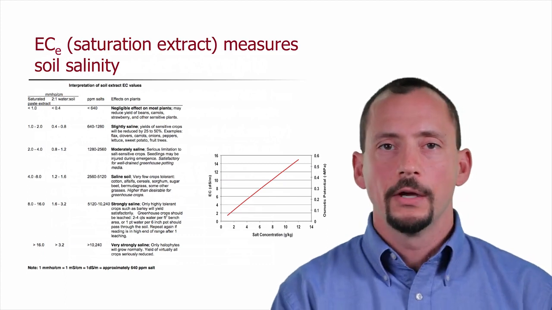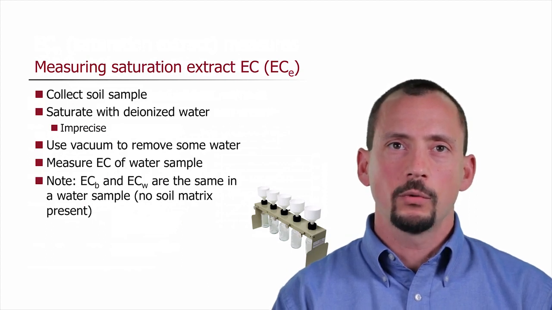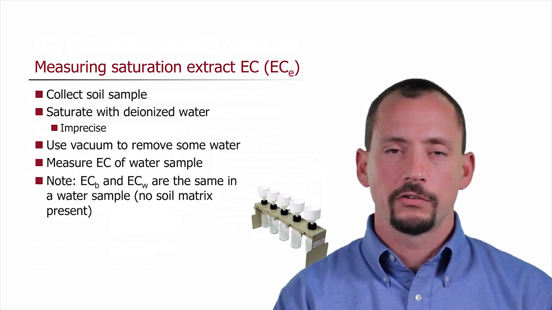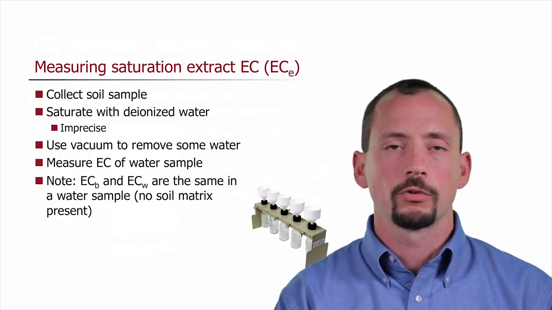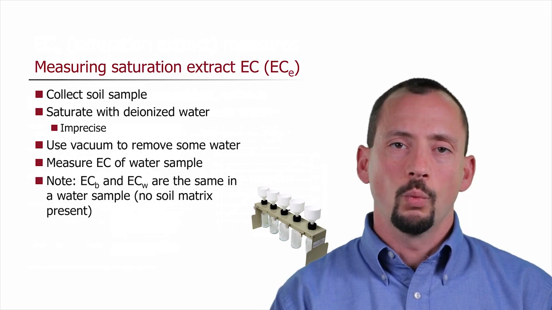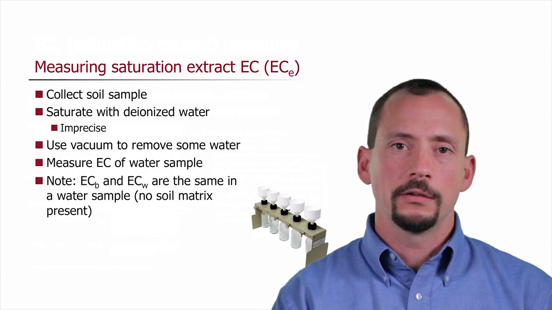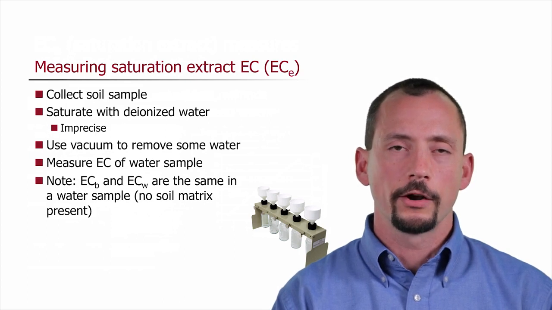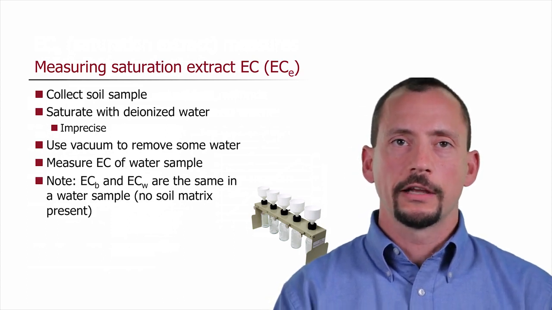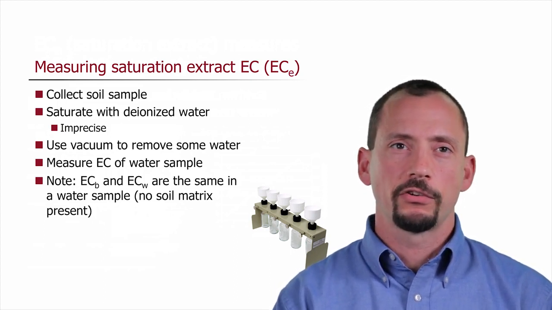How would you measure this? Well, it's a pretty simple measurement. You collect a soil sample, you take it into the lab, you saturate it with deionized water. That's sometimes easier said than done. Achieving a true saturation is not the most straightforward thing, but if you can do a pretty good job, then you can get a good measurement of the saturation extract EC. Once you've saturated the soil, then you use a vacuum and some filter paper in a funnel to remove some of that water, and then measure the electrical conductivity of that water sample with no soil in the system. That's the saturation extract EC.